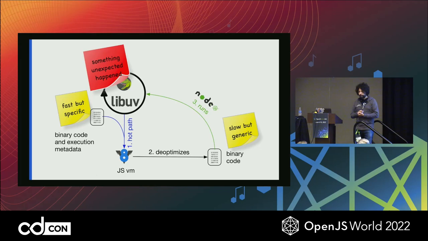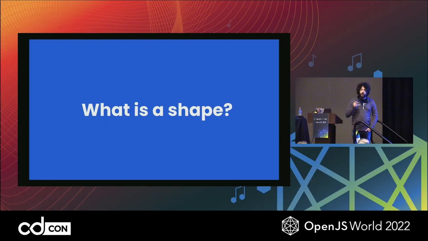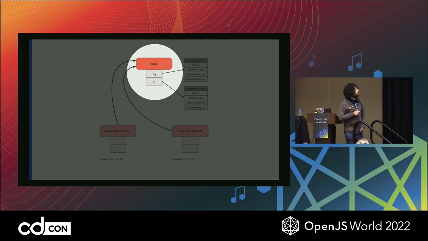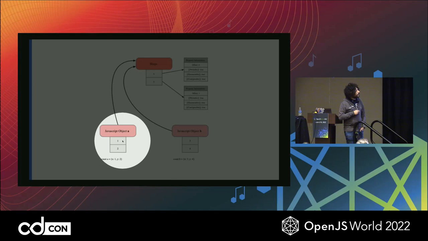So, now we are going back to one more topic, and this is the Fastify tale of shapes, okay? So what is a shape? That's the topic of the talk. A shape is essentially a JavaScript object, but it's not just a JavaScript object, okay? Let's say that we have a shape with two properties in a specific order, so it's X and Y, okay? And a JavaScript object A refers to the shape definition, and it keeps the values in the same order. That's how V8 internally represents our data.